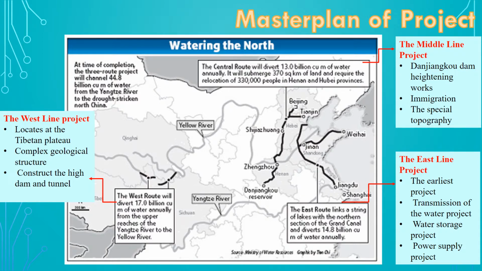The East Line project is located at the lower reach of the Yangtze River, where it is easy to control the discharge of the pumps, which can decrease the negative effect on the ecological environment. At the same time, the East Line project can use the currently available river channels, which can decrease the cost of the project and improve the efficiency of its construction.